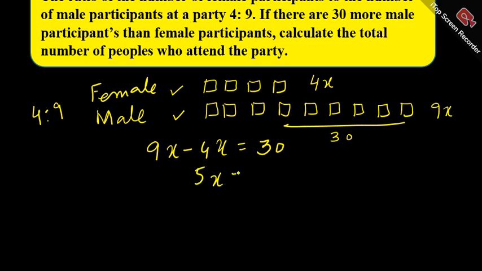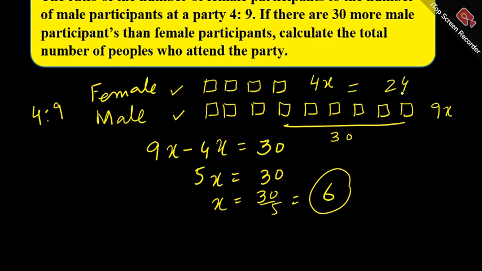We get 5x is equal to 30. So dividing by 5 on both sides, we get 30 over 5, x is equal to 6. X is equal to 6 means how many female members do we have? The female members are 6 fours, that is 24, right?